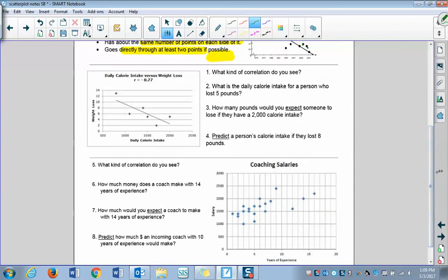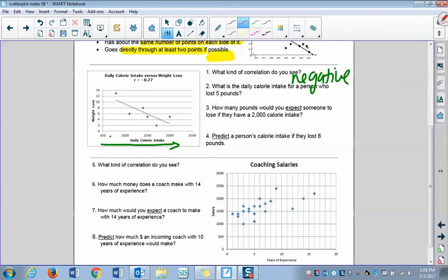So now let's look at this example. All right, first off, what kind of correlation do you see? Are we increasing, decreasing, constant, or is there no correlation? If you look, as this increases, the points decrease, okay? So this is a negative correlation.